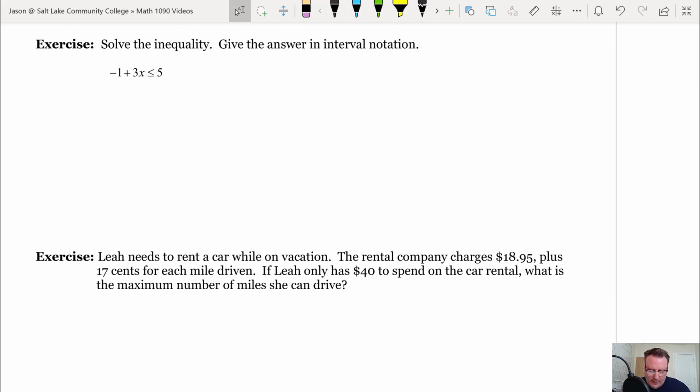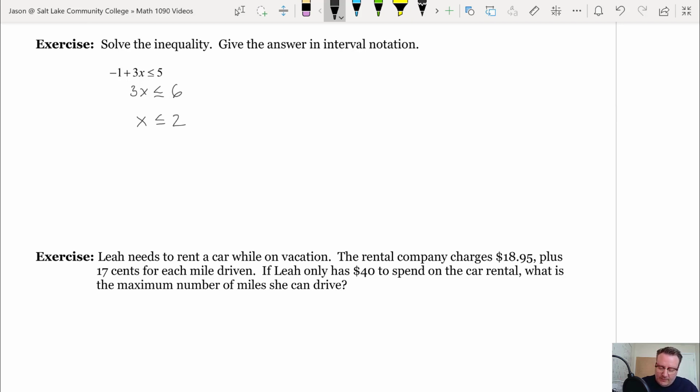Solve the inequality. Give the answer in interval notation. I'm going to add 1 to both sides. I end up with 3x is less than or equal to 6. Divide both sides of the inequality by 3. Now, 3 is positive, so dividing by 3 doesn't change anything. I don't have to change the direction. We end up with x is less than or equal to 6 divided by 3, which is 2.